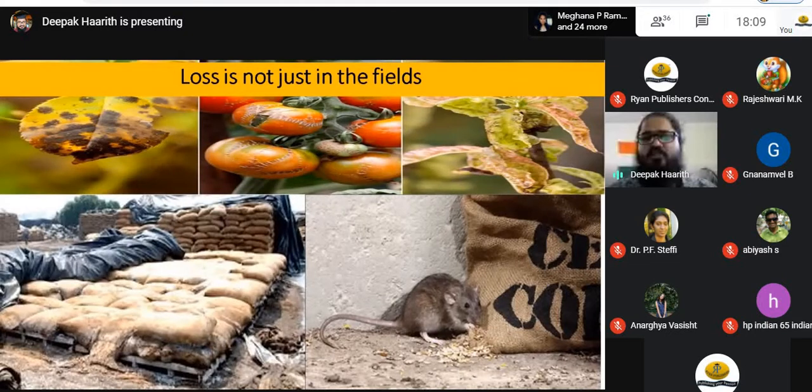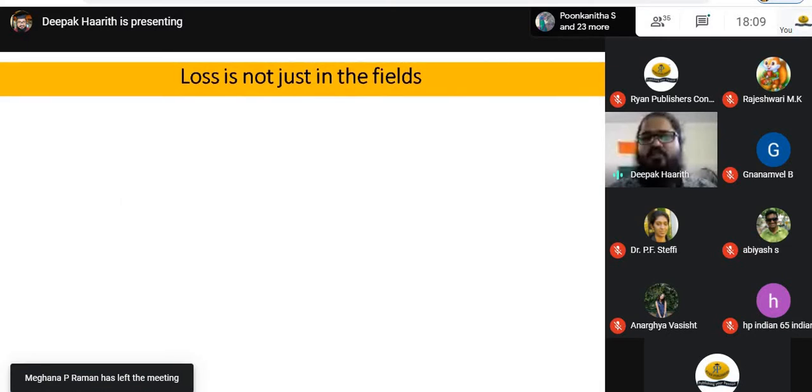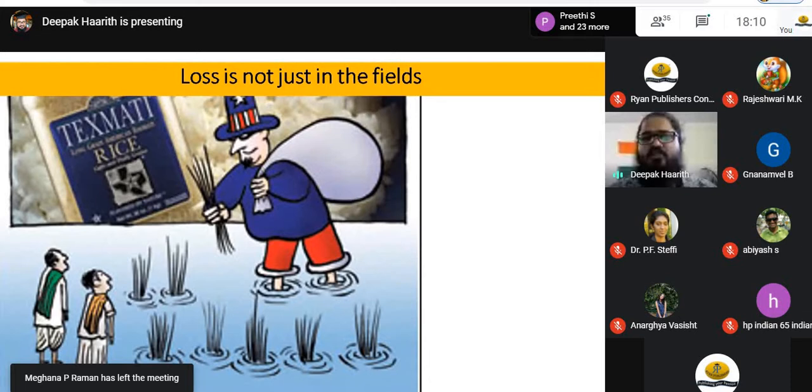So we need to be careful about those losses as well, because if there's a particular amount of toxins in a shipment of grain that is not fit for consumption by any animal for that matter, it needs to be dumped. So loss is not just in the fields. And then there's the issue of trademarks and patents.